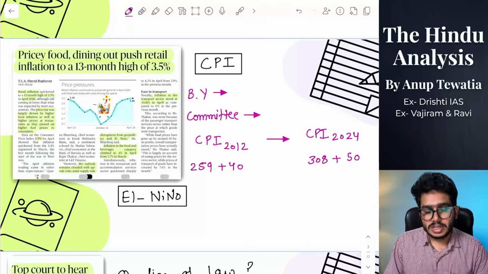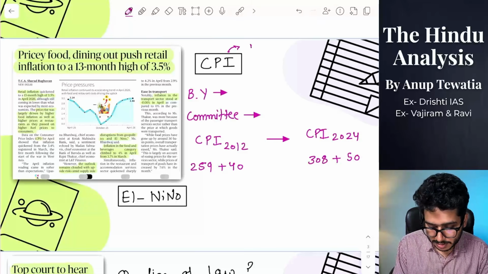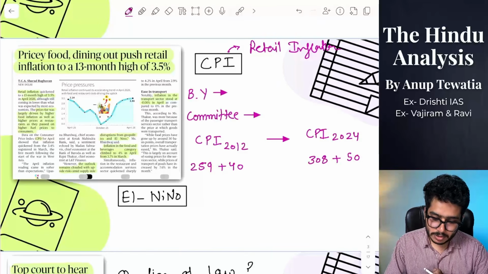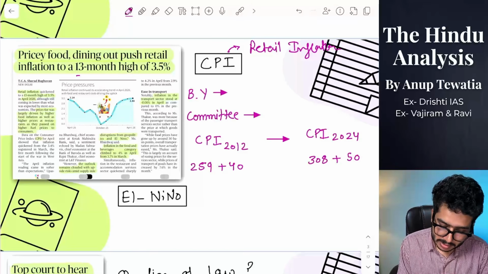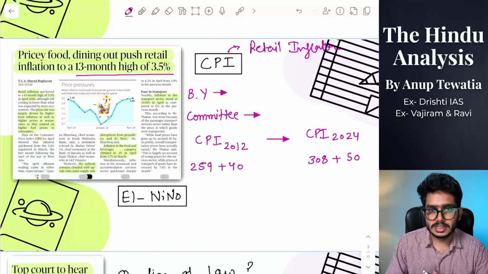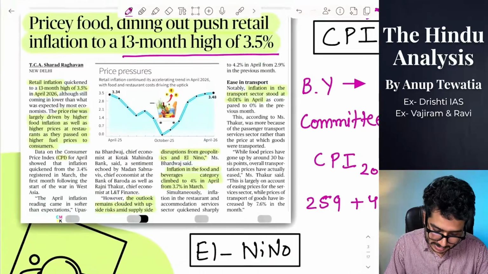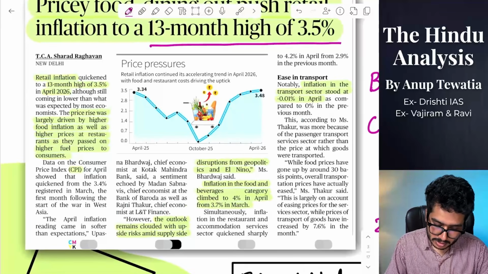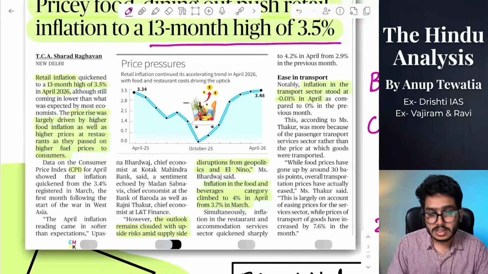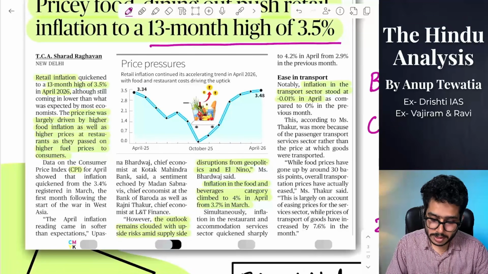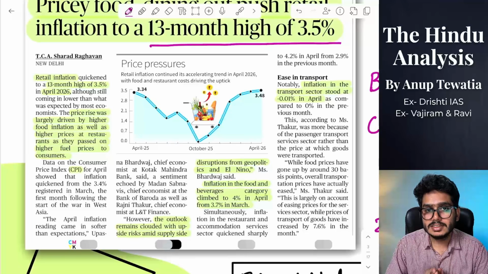Another important news today is about CPI, that is retail inflation. The news says that pricey food and dining out pushed retail inflation to a 13-month high of 3.5%. It says that retail inflation has increased to a 13-month high of 3.5% in April 2026. So what does it mean?